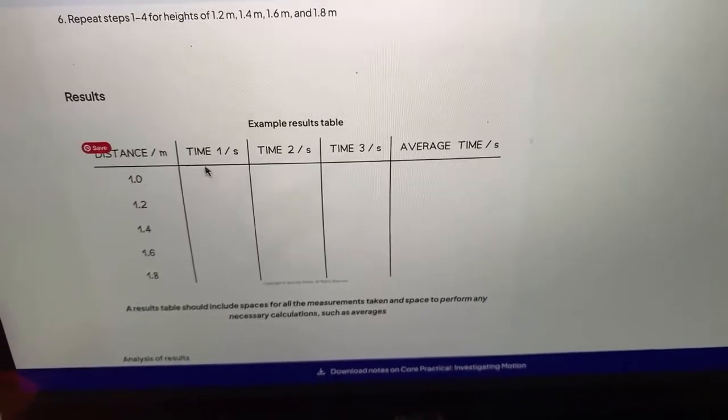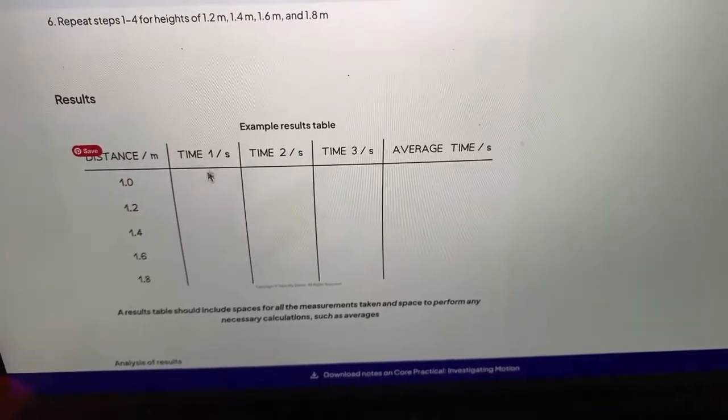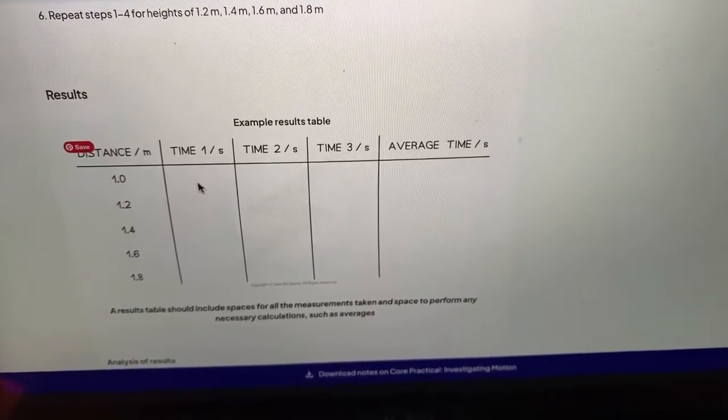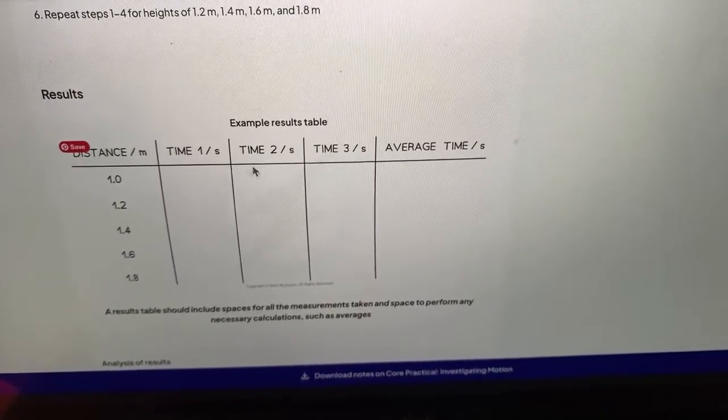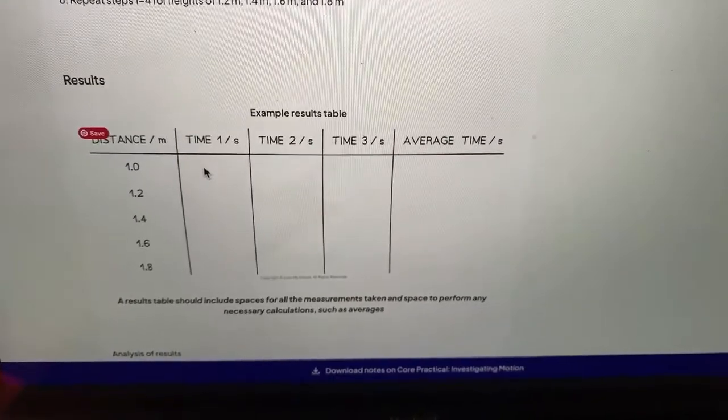Like, say, the first time, the sun was in your eyes, so you were squinting, so you get a ridiculously big or small time. You'd be able to see that because you timed it two other times. Does that make sense? I've said the word time a lot, but hopefully you get that.